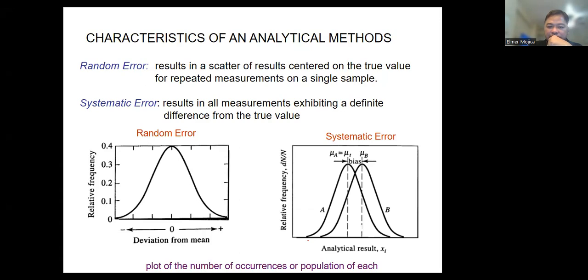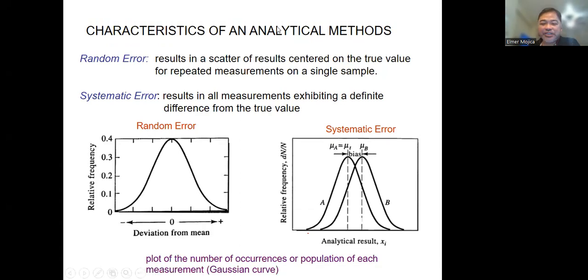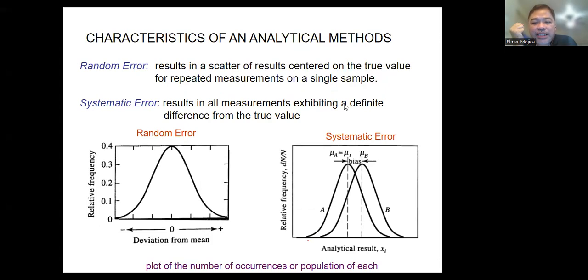So if you have a systematic error, usually it results in a measurement exhibiting a definite difference from the true value. It's either what? Too high or too low.